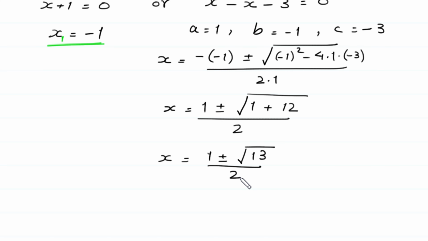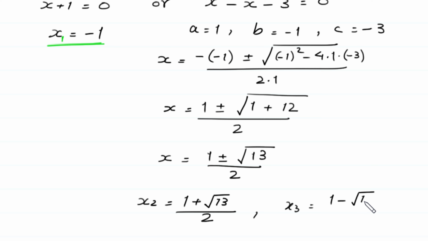So from here we get two values of x. x2 is equal to 1 plus square root of 13 over 2 and x3 is equal to 1 minus square root of 13 over 2. And we have already found the value of x1 is equal to negative 1. So these are the three solutions of this equation.